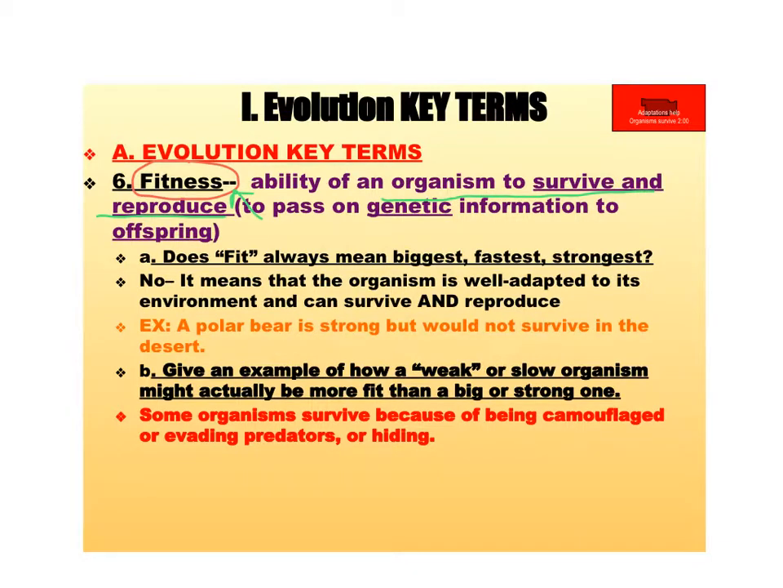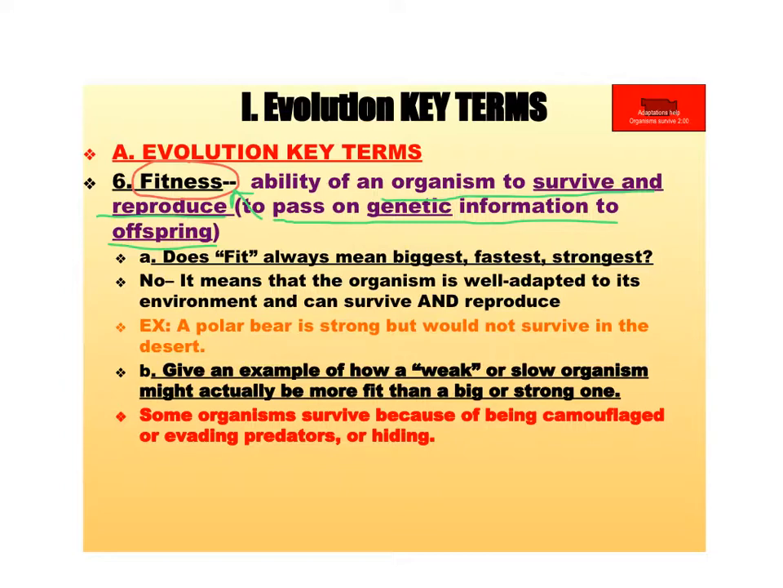So in a nutshell, fitness is how likely is an organism to pass on its genetic information to its offspring. How likely is it for that organism to reproduce, and how many offspring will it produce? If it produces a lot of babies, a lot of offspring, it's a better chance that that organism's traits will move on to the next generation.